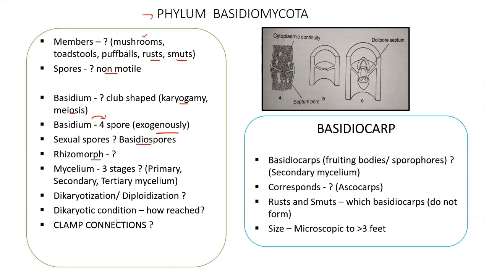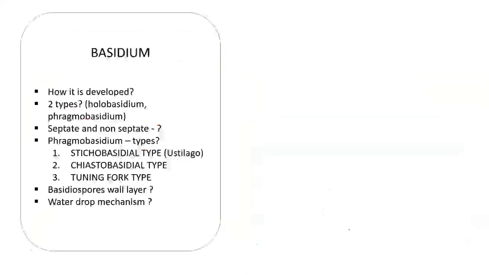How they are maintained. Then what are basidiocarps or the fruiting bodies or the sporophores, which are produced by secondary mycelium. And the basidiocarp corresponds to what? Ascocarp. The rust and the smut do not produce any basidiocarps. The size of the basidiocarp is variable. It can be very minute to more than 3 feet.